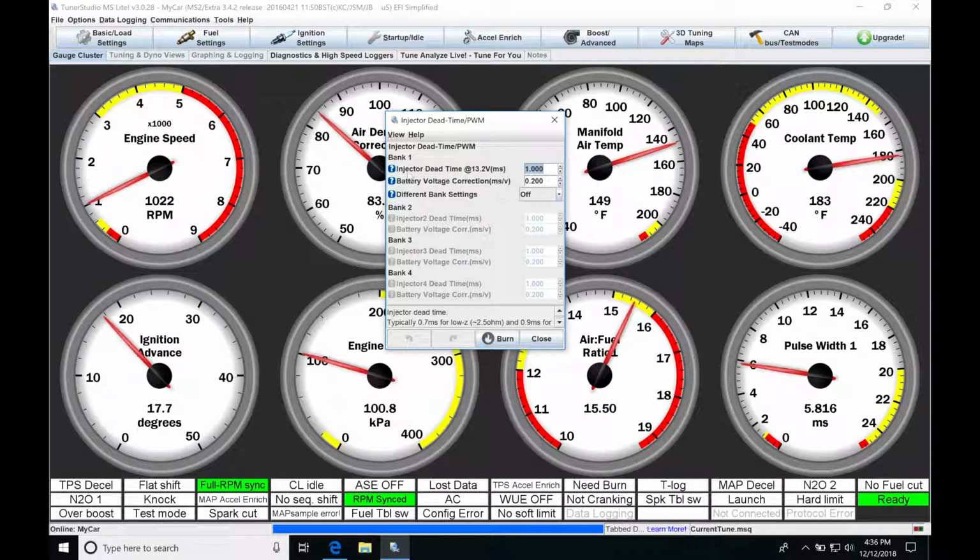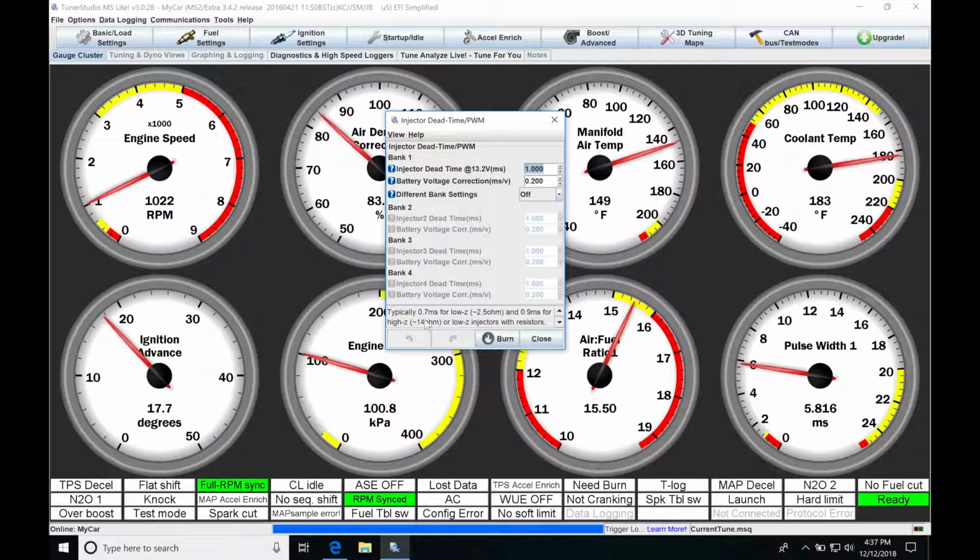If we look here, injector dead time at 13.2 volts, they want it in milliseconds. So generally speaking, we can see down here, they say a typical value would be 0.7 milliseconds for a low impedance injector, and 0.9 milliseconds for a high impedance injector or a low impedance injector with a resistor pack or a resistor in line.